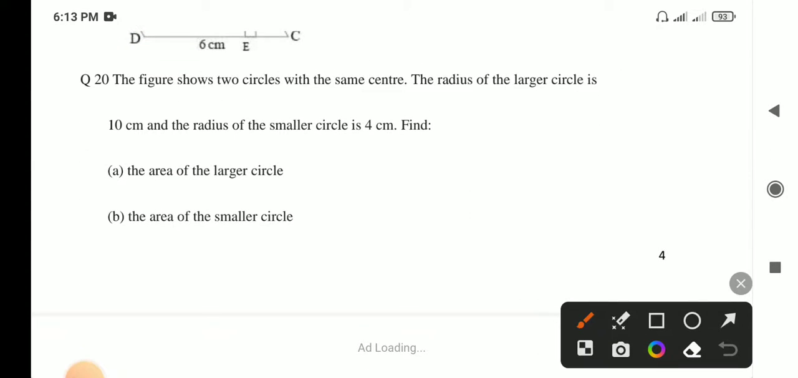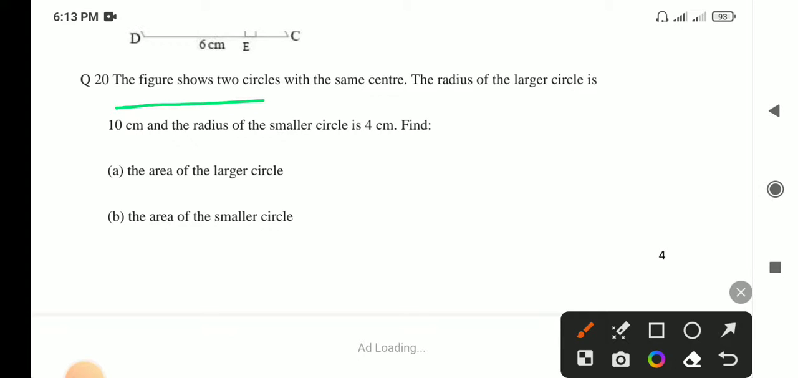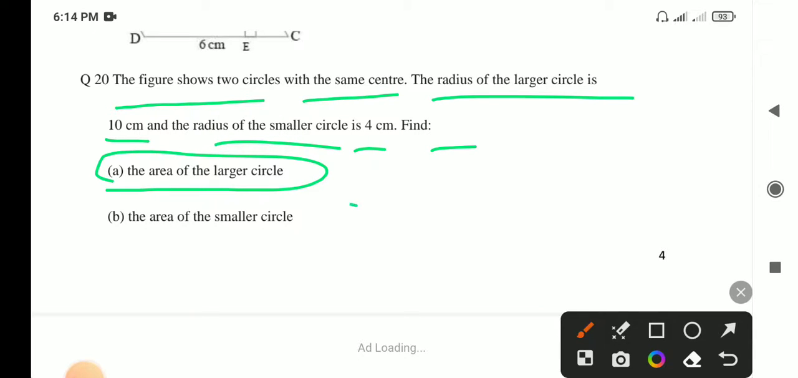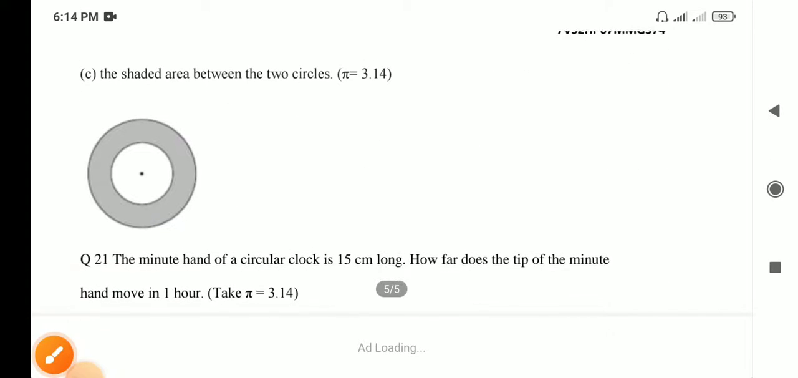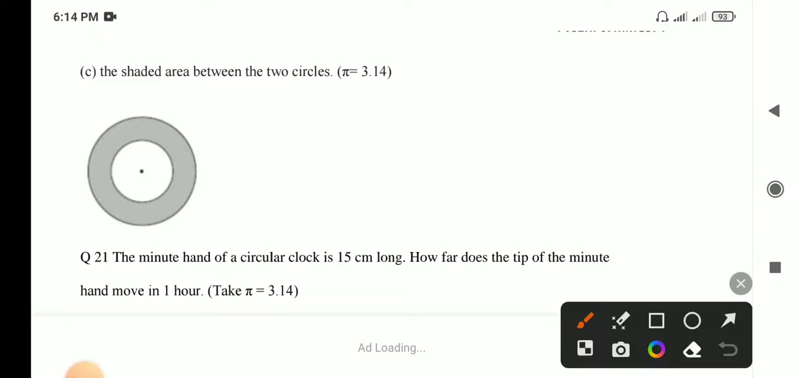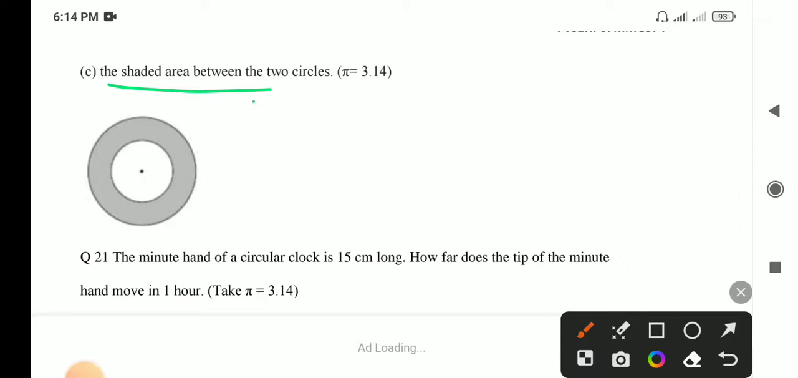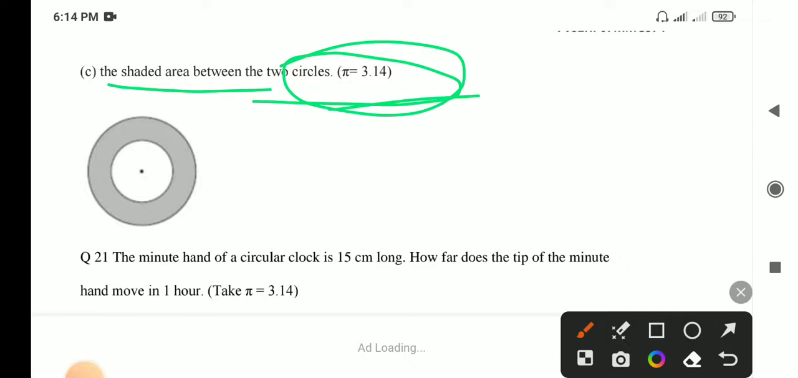Question number 20, you can see here, the figure shows two circles with the same center. The radius of the larger circle is 10 cm and the radius of the smaller circle is 4 cm. Find, and what do you need to find? The area of the larger circle and then the area of the smaller circle. Okay, you can see figure here. And in part C, what do you need to find? The shaded area between the two circles, and here the value of pi is given. You have to take pi equal to 3.14 and not 22 upon 7.